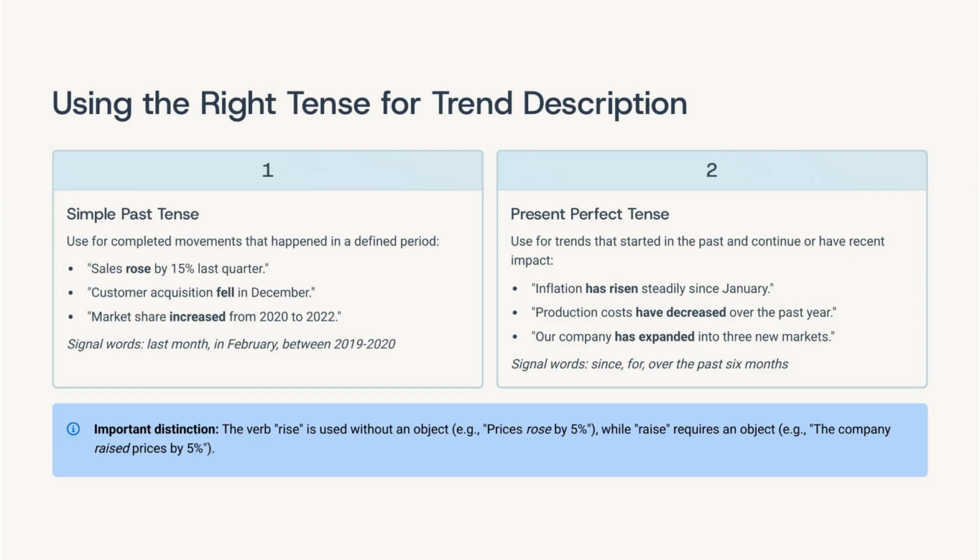The simple past tense is used for completed movements that happened in a defined period. For example, sales rose by 15% last quarter. The present perfect tense is used for trends that started in the past and continue or have a recent impact. An example is inflation has risen steadily since January. An important distinction to remember is that the verb rise is used without an object, while raise requires an object.